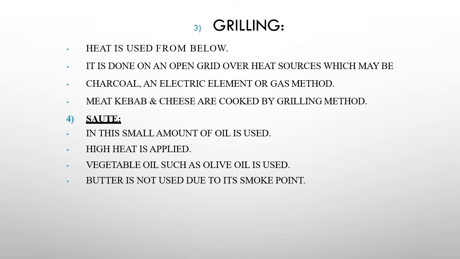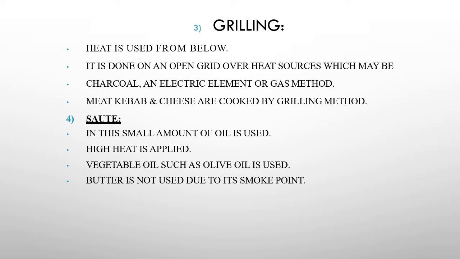Okay, and this is the grilling method. We all know what grilling is and the different types of grilled food products. The heat is applied from below, and it is done on a grid over a heat source, which may be charcoal, an electric element, or gas. Meat, kebabs, and cheese are cooked by this grilling method.